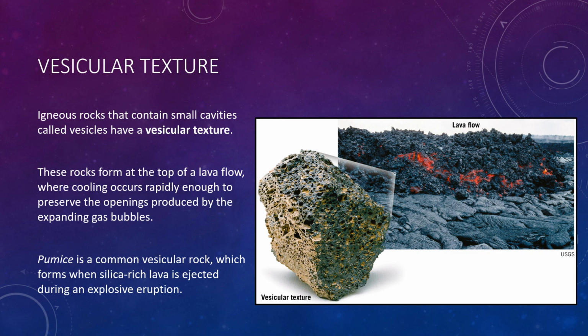Many extrusive rocks exhibit voids that represent gas bubbles that formed as the lava solidified. These nearly spherical openings are called vesicles, and the rocks that contain them are said to have a vesicular texture. Rocks that exhibit a vesicular texture often form in the upper zone of a lava flow, where cooling occurs rapidly enough to preserve the openings produced by the expanding gas bubbles. Another common vesicular rock, called pumice, forms when silica-rich lava is ejected during an explosive eruption.